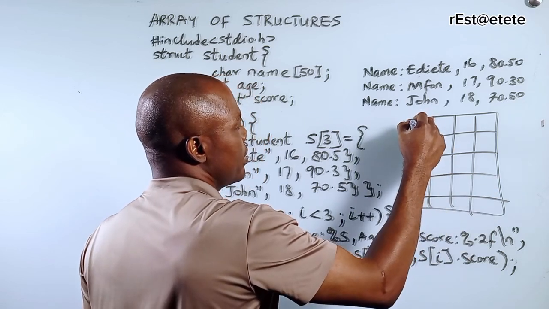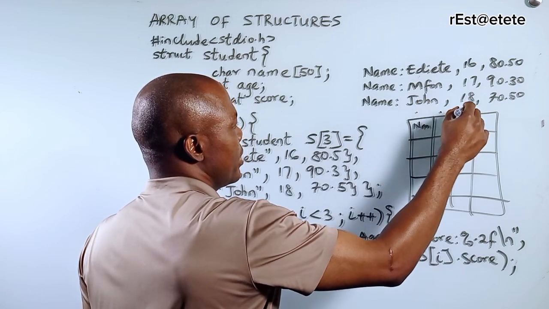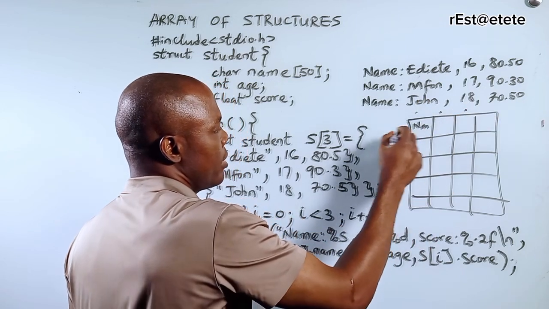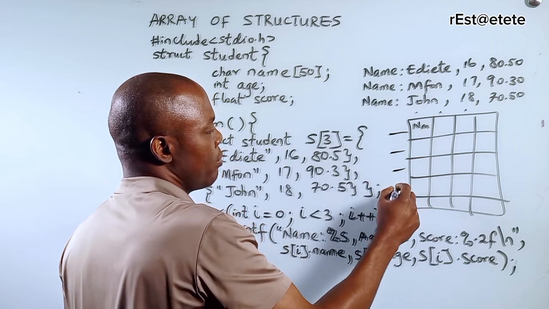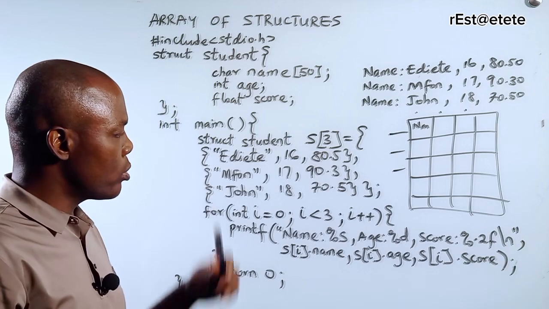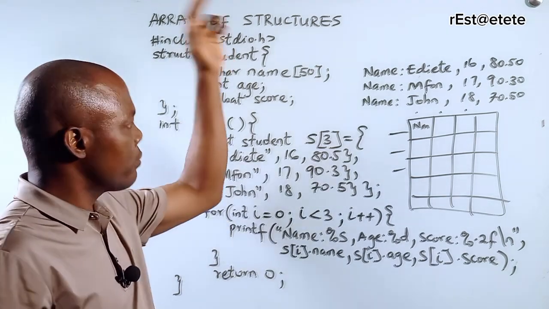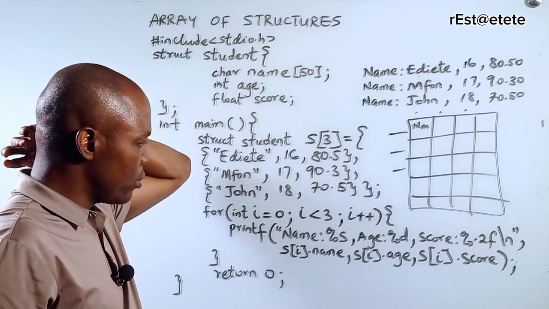So you are going to have something like this. So this is name, right? Up here, then age, then score, then other things. So first employee, second employee, third employee. That is what it's going to give to you. So let's go to code blocks. Let me demonstrate array of structures for you to see.